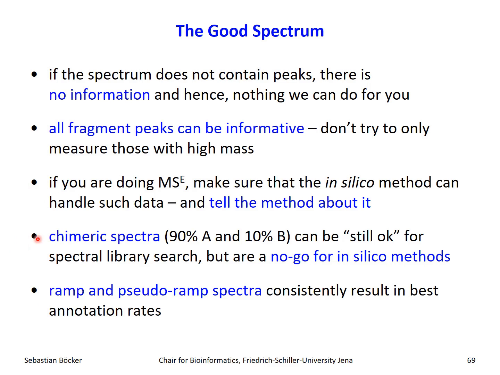Second last point: chimeric spectra are often still okay for spectral library search. You see 10% peaks that are not noise peaks; they correspond to a compound B, which is measured together with a predominant compound A. For in silico methods, chimeric spectra are really, really bad. They are really a big problem. So just be careful with chimeric spectra. Test for chimeric spectra, and don't be too depressed if it didn't work that well. And one thing: we'll publish something soon about which collision energies are the best for CSI FingerID, but what we usually see for all in silico methods is that ramp and pseudo-ramp spectra are better because they give more peaks, and more peaks is more information, and more information means better annotation rates.